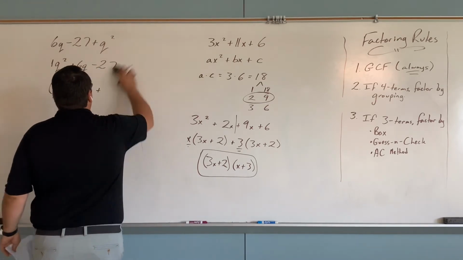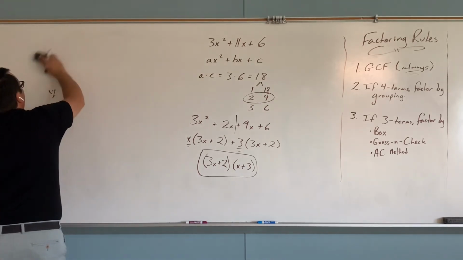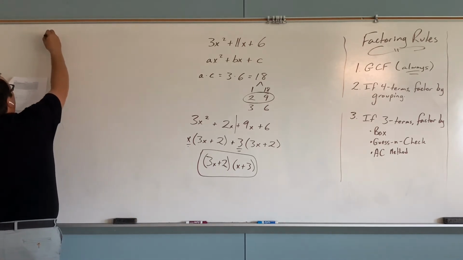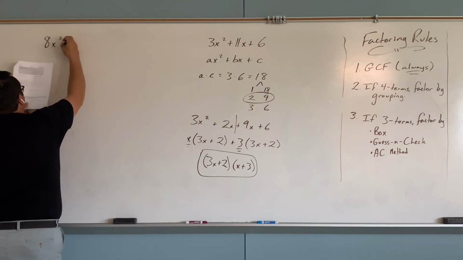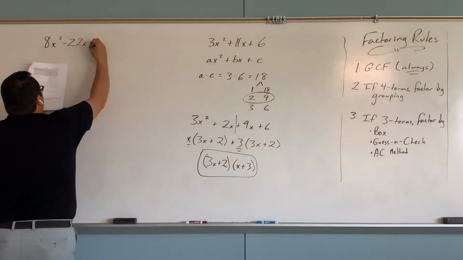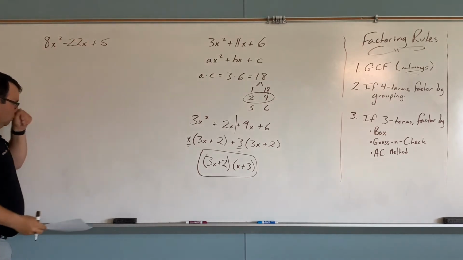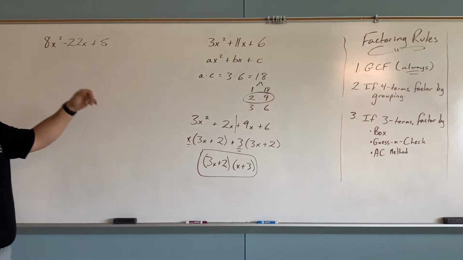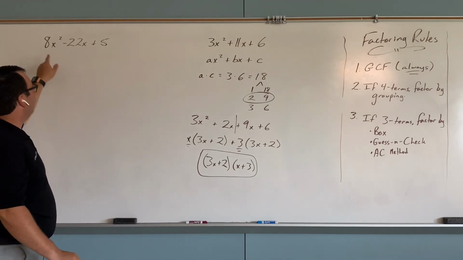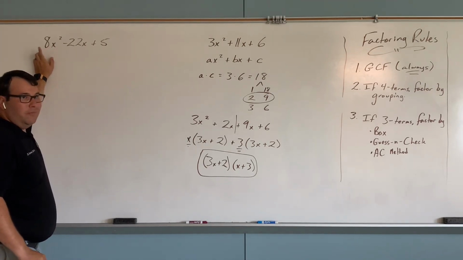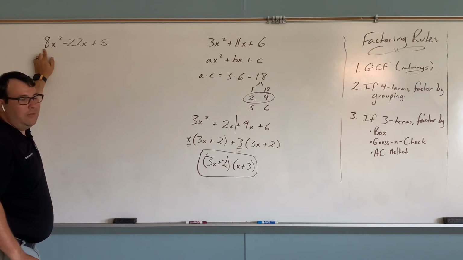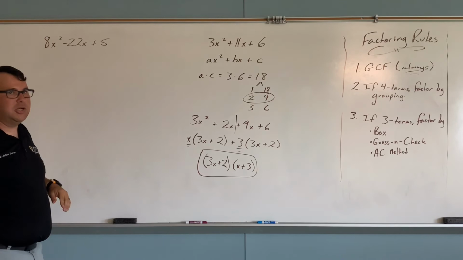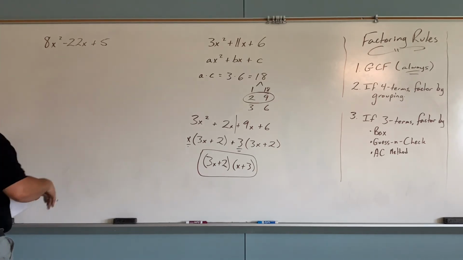Now, let's do a couple more practices just so we can get situated with the AC method. So I have 8x squared minus 22x plus 5. Always go back. Is there a GCF? No. Is it 4 terms? No. Is it 3 terms? Yes. This lead term is greater than 3, so I'm going to jump into AC method. That's just my drop-down rationale, if you will, as I'm going through those factoring rules.